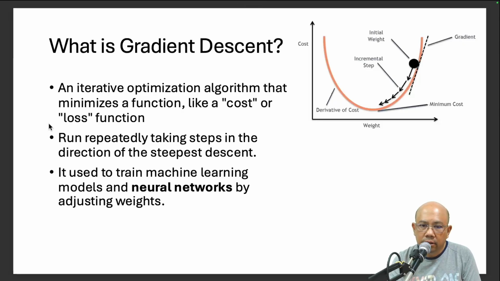Now I introduce the gradient descent. The gradient descent is an iterative optimization algorithm. You can use it to find the cost or loss function. And gradient descent is used for training inside machine learning neural networks by adjusting the weights inside the neural network. And also you can bring gradient descent and hybridize it with a genetic algorithm to improve the optimization algorithm.